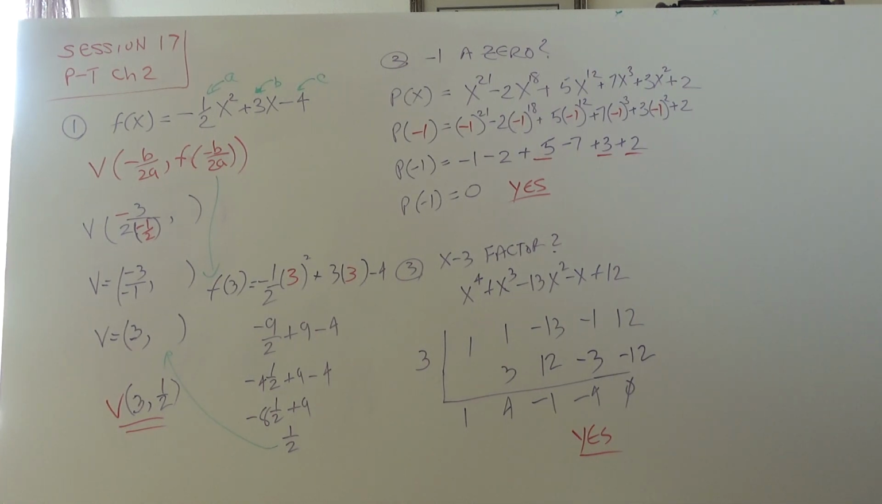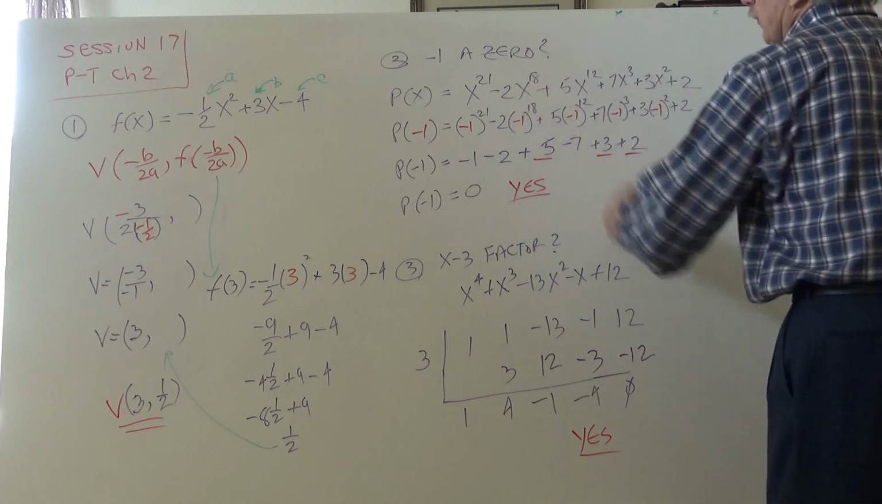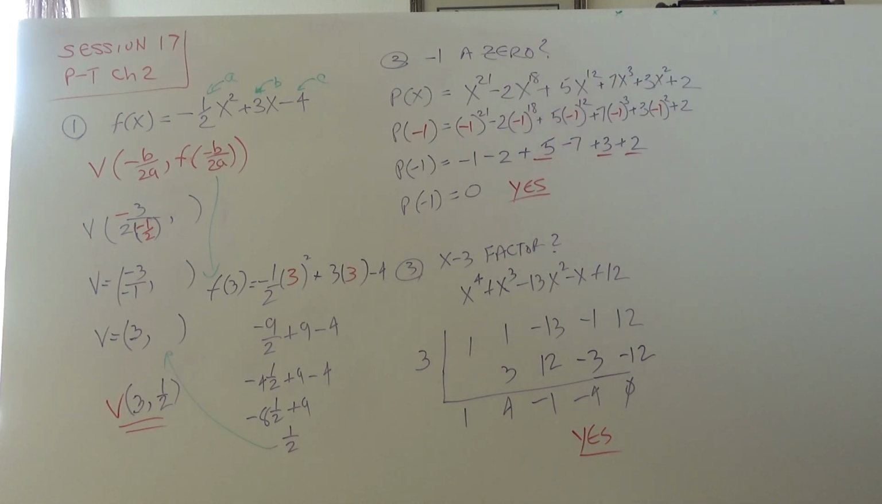Number 2 is a bit different. It's asking, is negative 1 a 0 of the function? There are about 3 different ways of doing this. One is to factor it. That's kind of tedious to factor. I don't think I could even give that a try. Okay? So I don't want to consider factoring that.